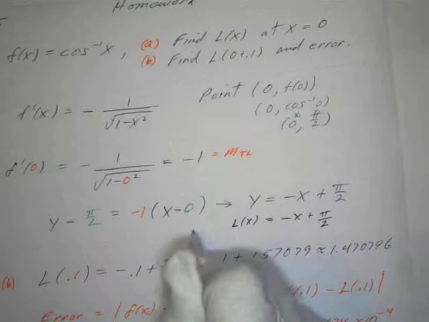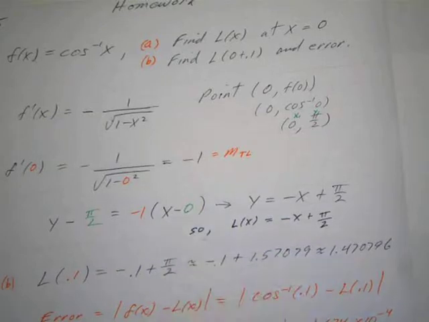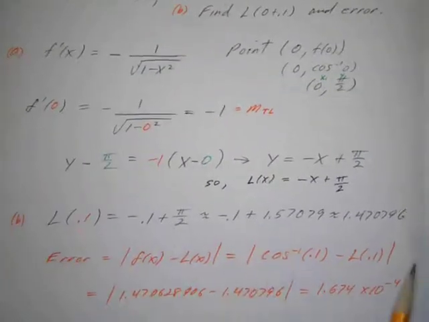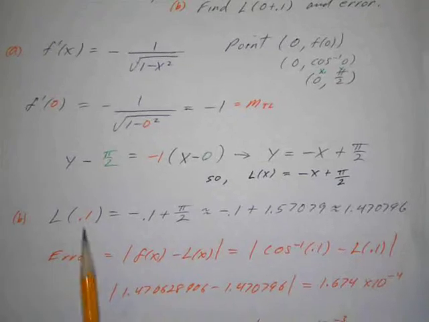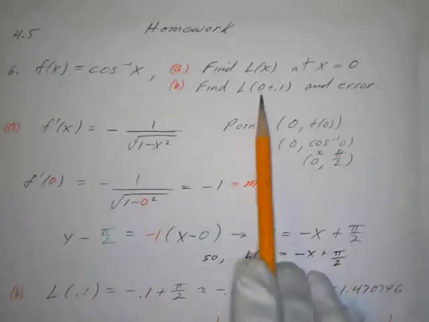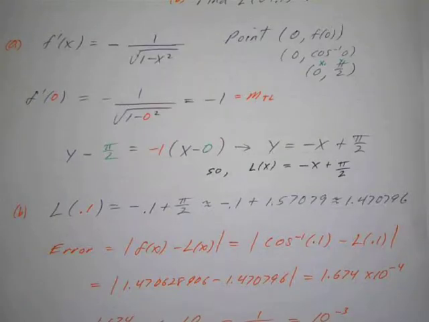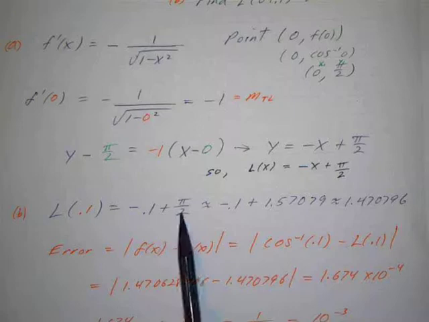So L of x equals that. Okay, remember it's just a tangent line. Pardon me, I didn't write that out. Okay, and then letter B, we want to find L of 0.1. In other words, 0 plus 0.1 is just 0.1. So L of 0.1 is negative 0.1 plus pi over 2.